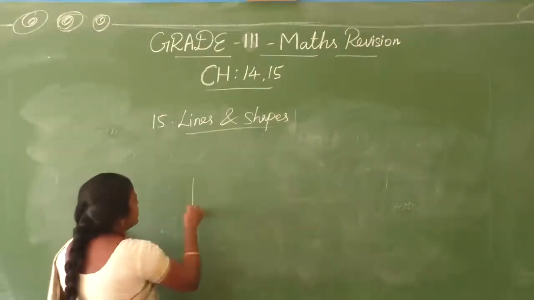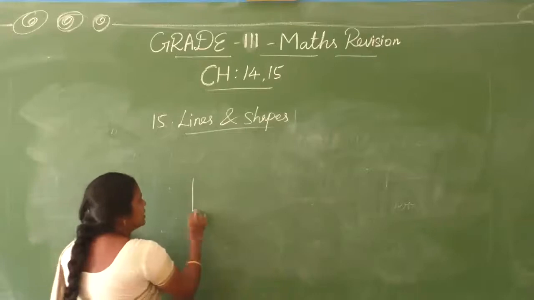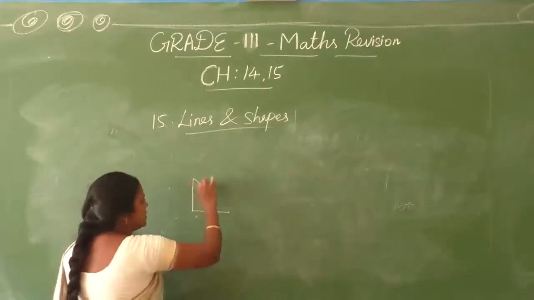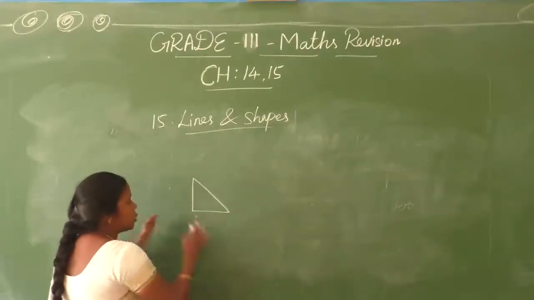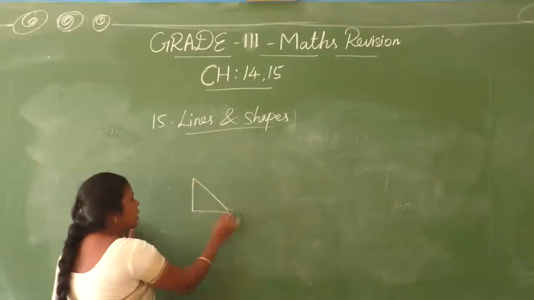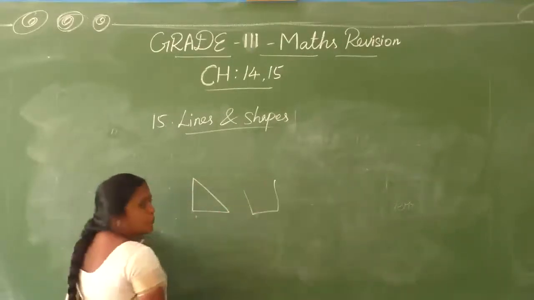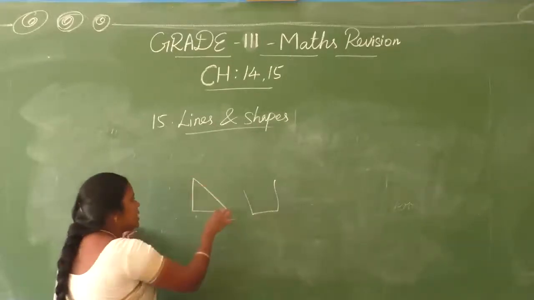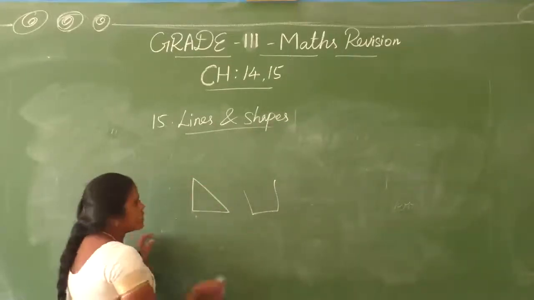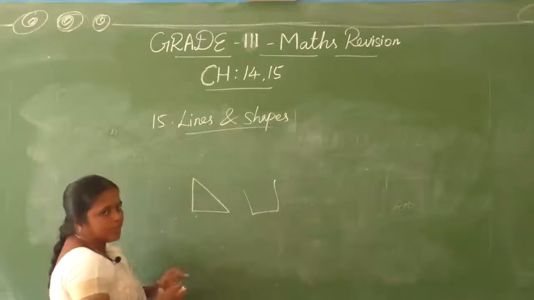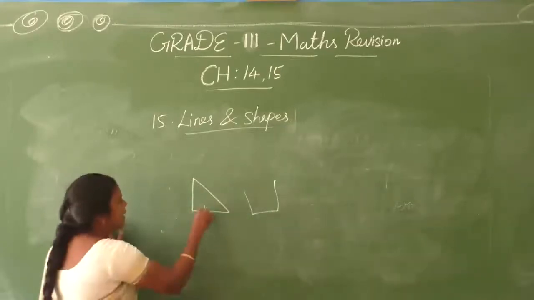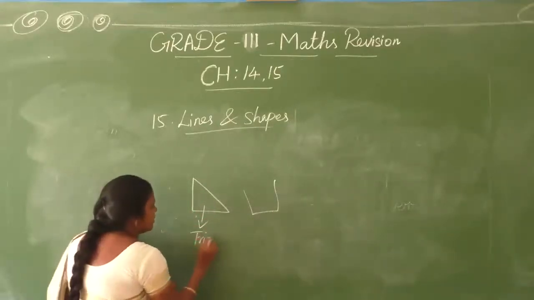See here, this is one line segment, this is another line segment, this is one more line segment. So three line segments joining, we are getting one closed figure. Actually this is open, but here all the line segments are connected to each other. Yes or no? At that time we are getting one closed figure. Okay, it is called a triangle.